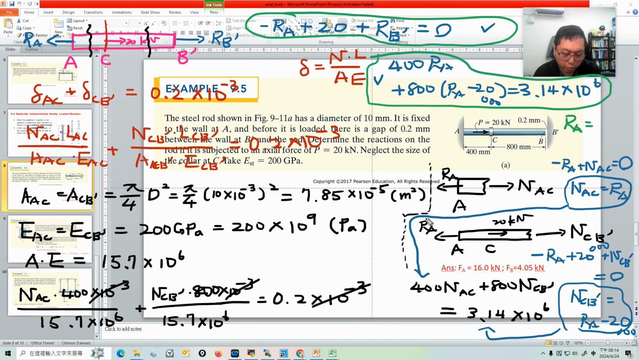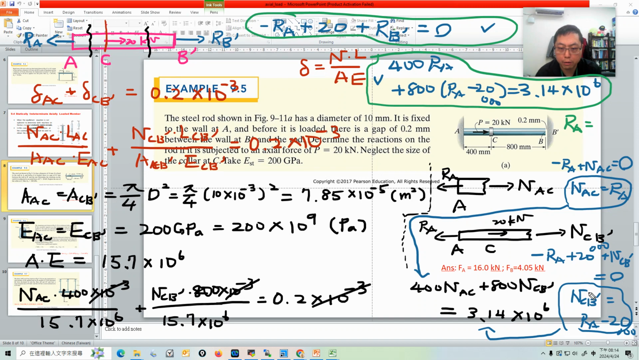So 4.14 times 10 to the power 6, plus 800 times 20,000, and divided by 1,200. Okay, it's 15. Yeah, so that's right.